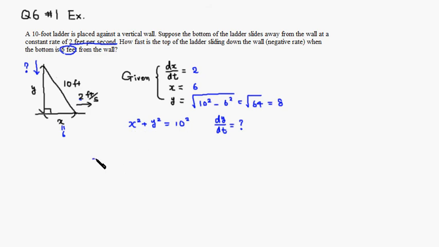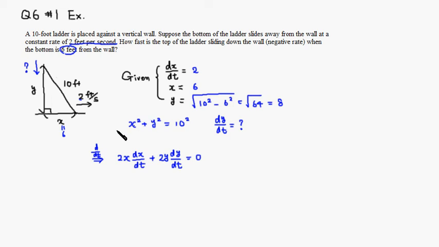So we have this Pythagorean theorem, and we're going to take the derivative with respect to time. Derivative of x squared is 2x times dx over dt, plus the derivative of y squared, which is 2y times dy over dt, is equal to the derivative of 10 squared, which is 0.